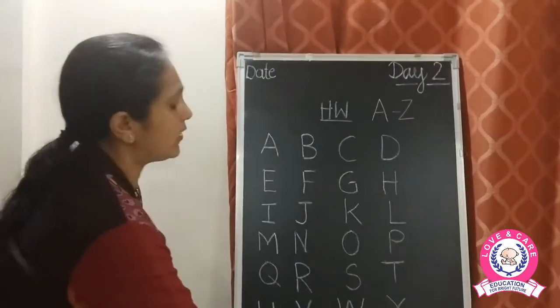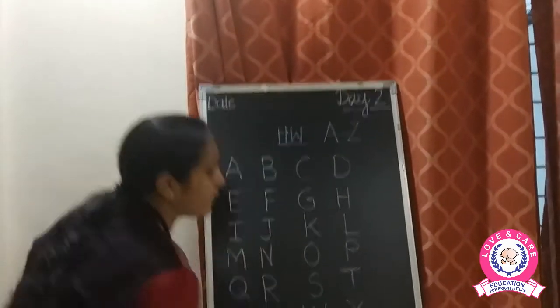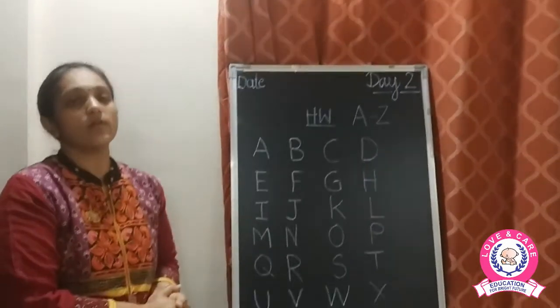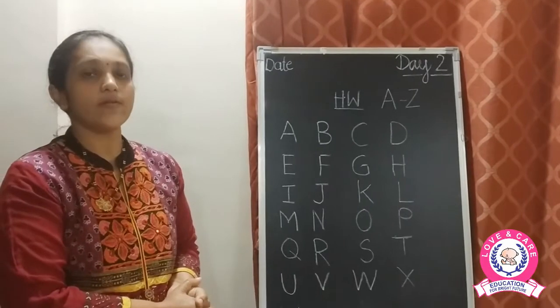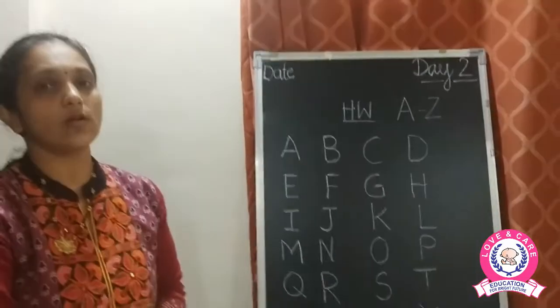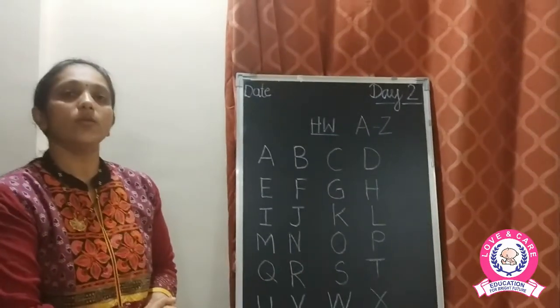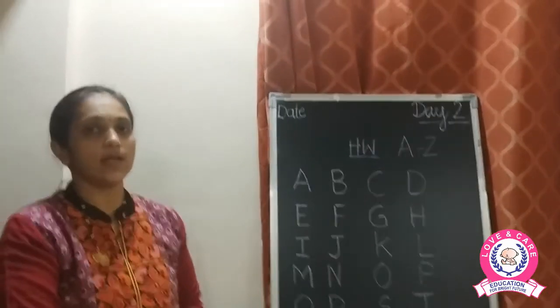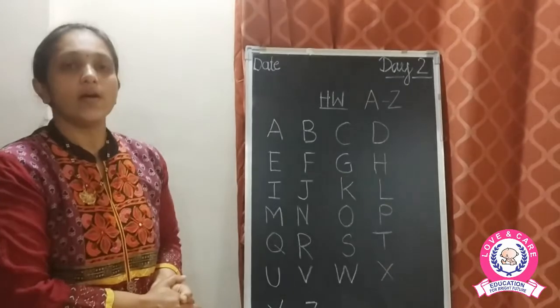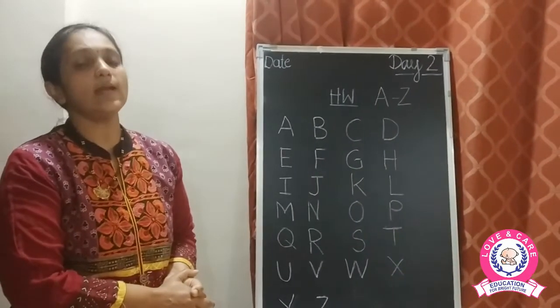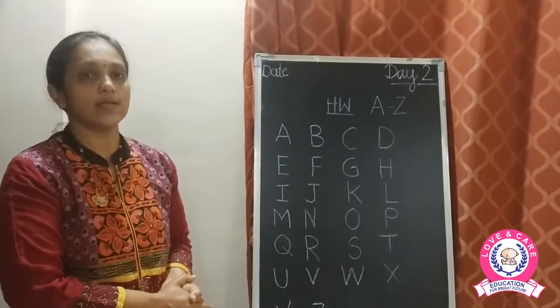So children, what did we learn in day 2 was we have done the revision of the letters D, E, F, and also the revision of numbers that is 11 to 15. फिर हमने दो नई चीज सीखी ABS में, that is we have learned the fruit name and we have learned the new color that is blue.